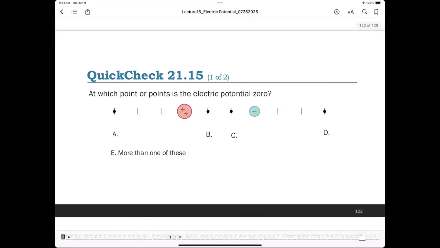Okay, let's talk about one example: at which point or points is the electric potential zero? You can see here.